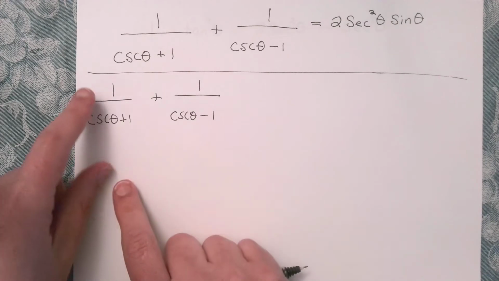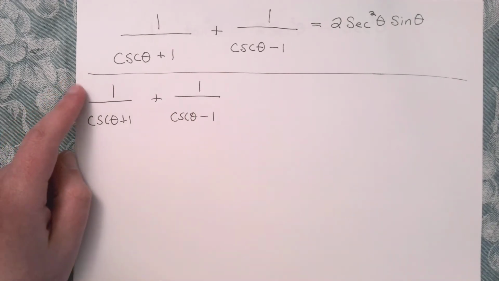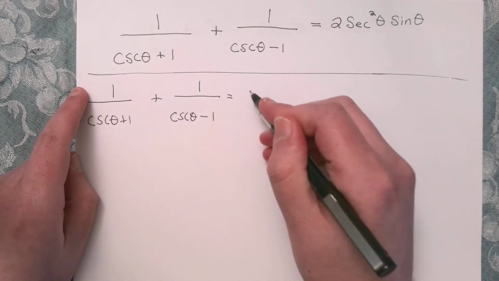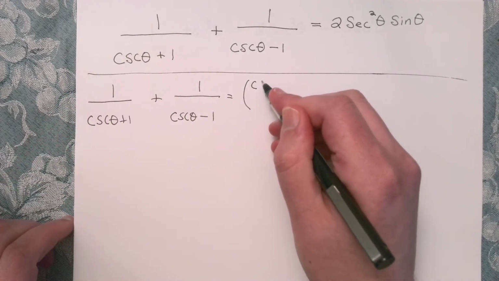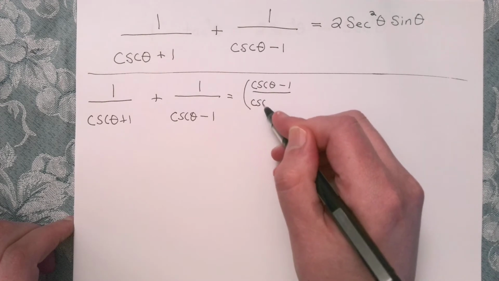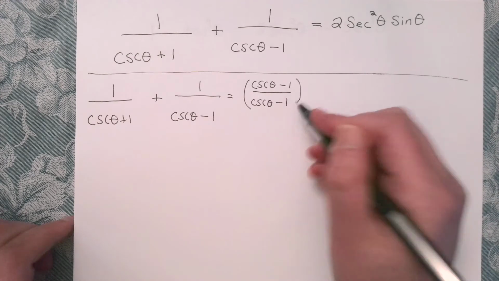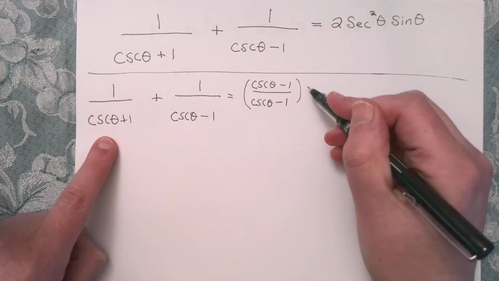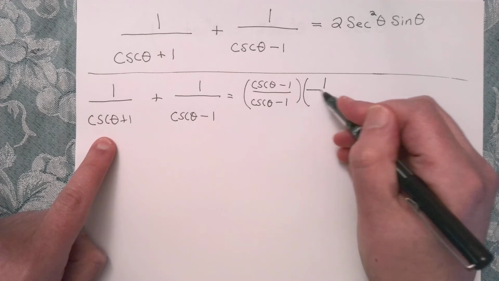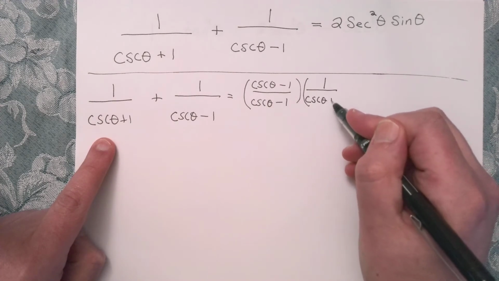And so I'm going to multiply this fraction by essentially this over itself. So yeah, let's take the left fraction and multiply it by cosecant of theta minus 1 over itself. So that's cosecant of theta minus 1 over cosecant of theta minus 1. And again, that will be multiplied by this. Again, the reason why I'm doing this is for common denominators. That might lead somewhere nice.